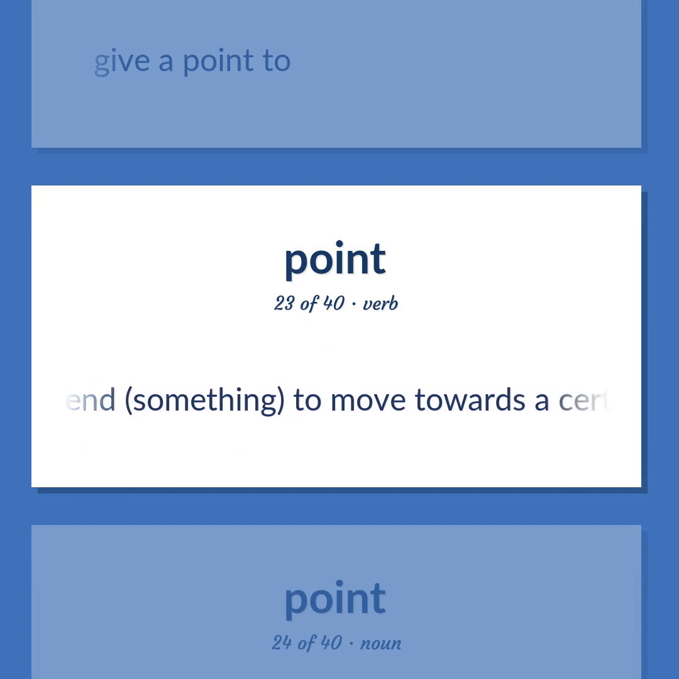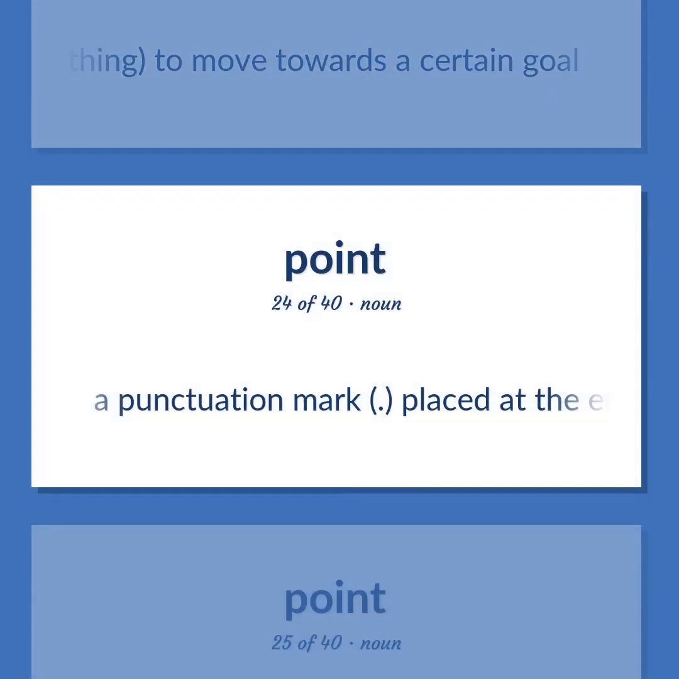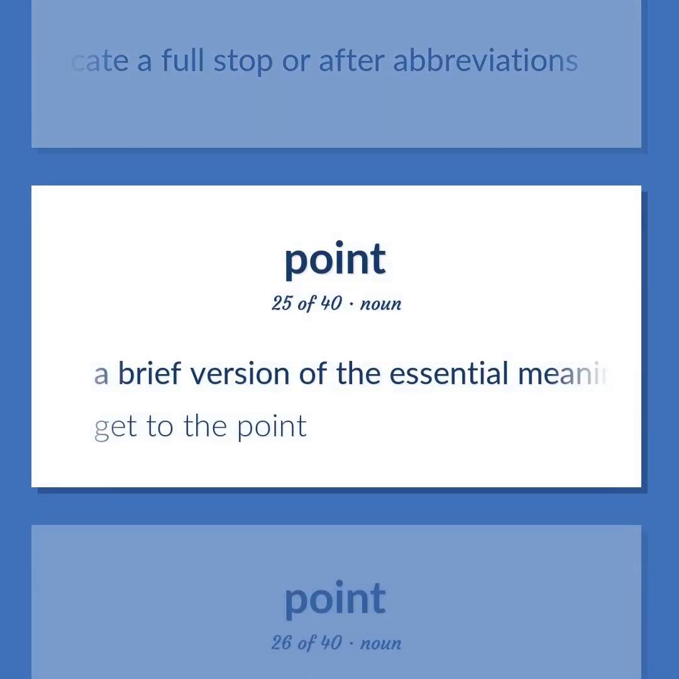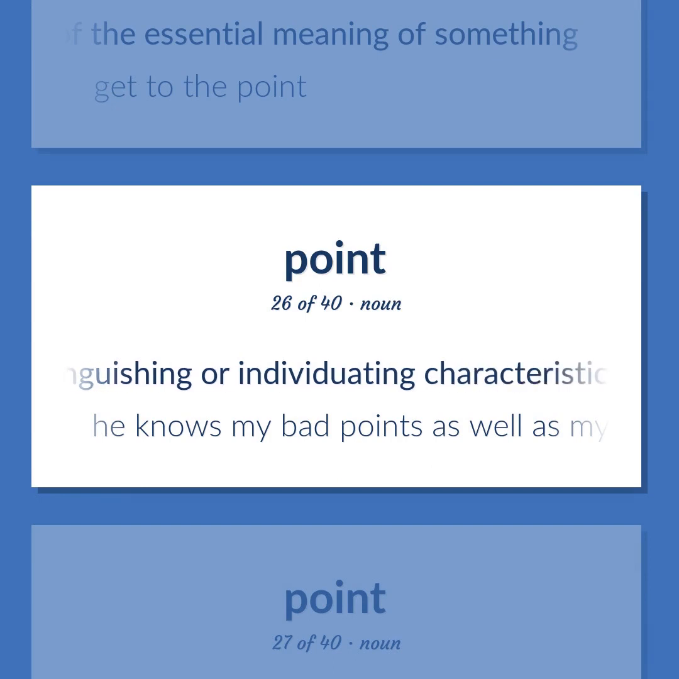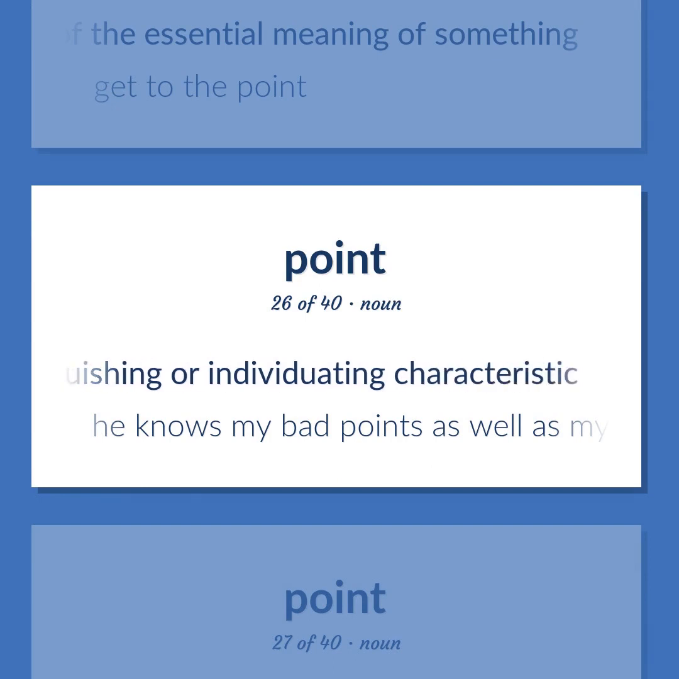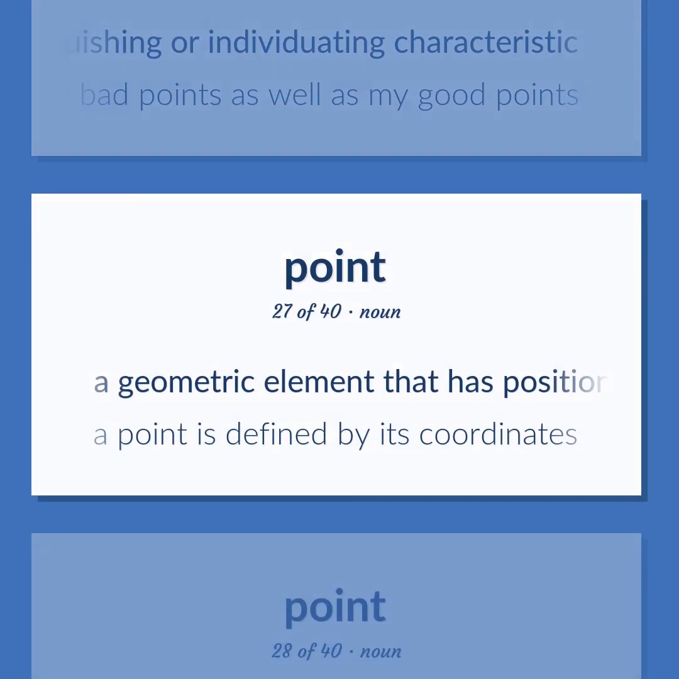Intend something, to move towards a certain goal. A punctuation mark, placed at the end of a declarative sentence to indicate a full stop or after abbreviations. A brief version of the essential meaning of something. Get to the point. A distinguishing or individuating characteristic. He knows my bad points as well as my good points.